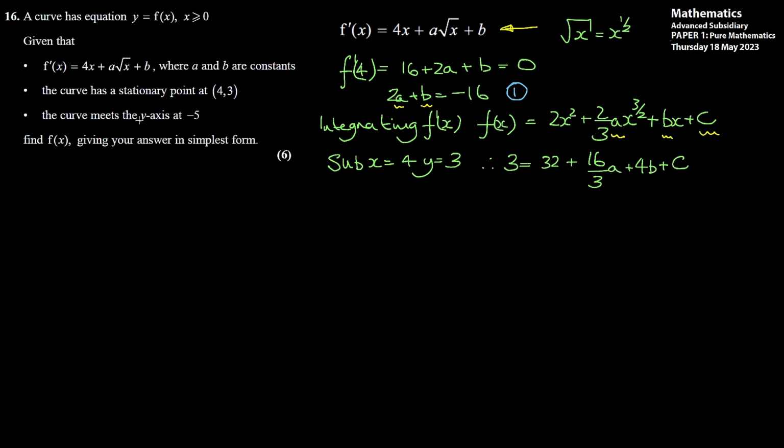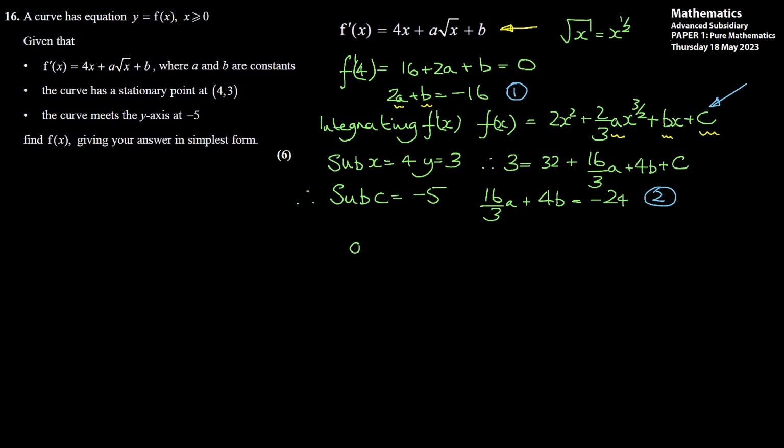Now we can use our second fact. The curve meets the y-axis at -5. Well, they're giving us effectively the value of c. That's, after all, what an intercept is. And if I do that, I get 16 over 3a plus 4b is equal to -24. And this is the second of our simultaneous equations that we can use and solve for a and b.